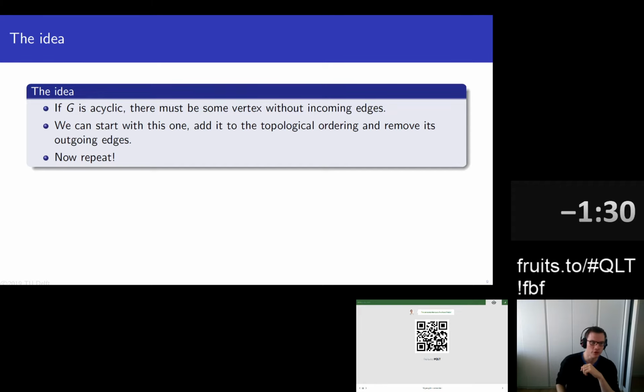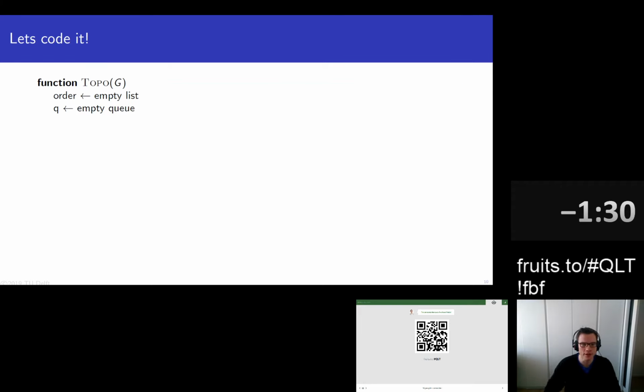If we put that into pseudocode, we get something like this. A topological ordering for a graph G. We need to keep track of the ordering that we're going to construct, and we need to keep track of a queue of vertices we can now take. As someone correctly points out, there might be more than one of these vertices. There could be multiple vertices without any incoming edges. So we take all of the vertices without incoming edges and we put them in our queue.